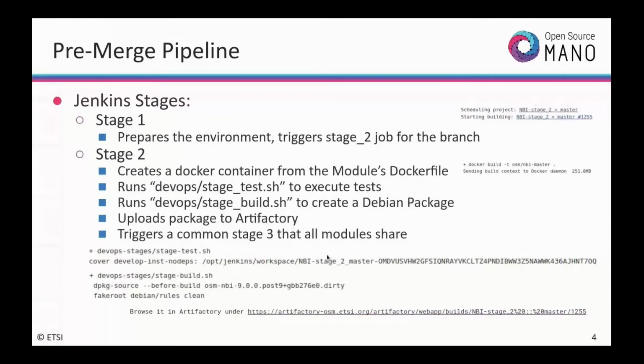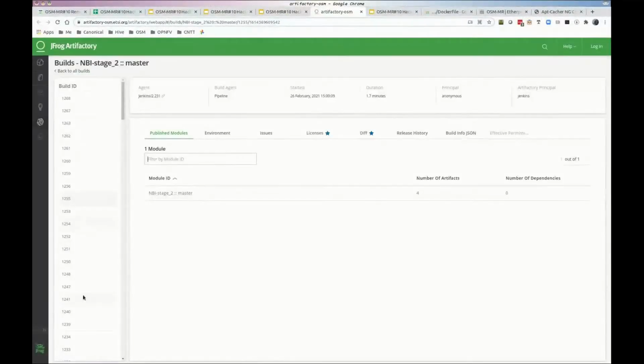The last thing that happens is a stage 3 wakes up or gets triggered, and every module shares the exact same stage 3. So it's a common thing. Here I was showing the output from Jenkins, where you can see it says it's going to run the stage test, runs the stage build, and here is some example output. This Artifactory OSM is actually a link that you can click on, and it will take you right through to Artifactory, where you will be able to see the artifact that was built that contains your source code change.